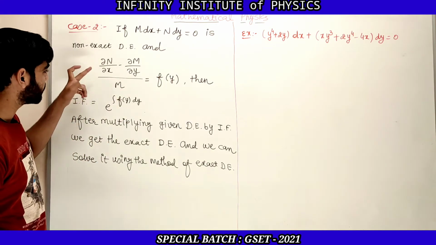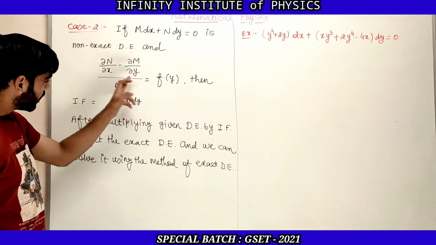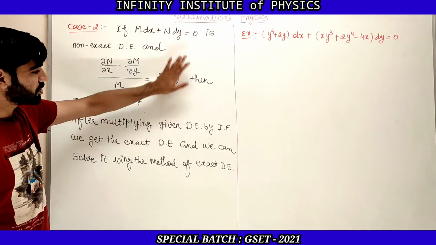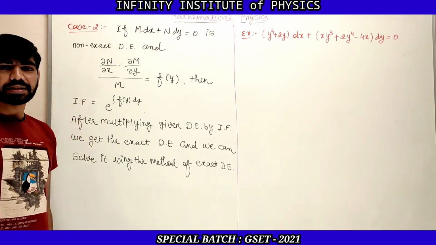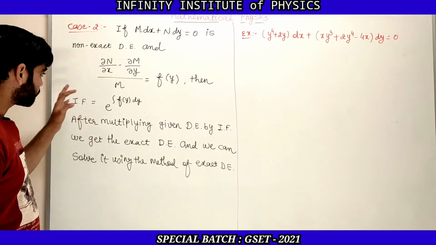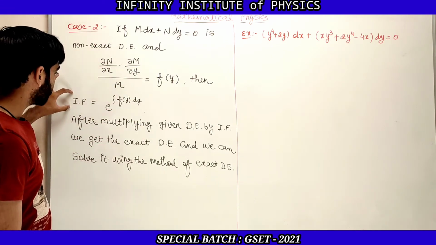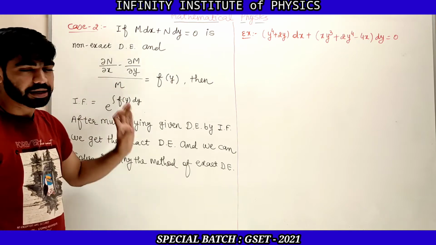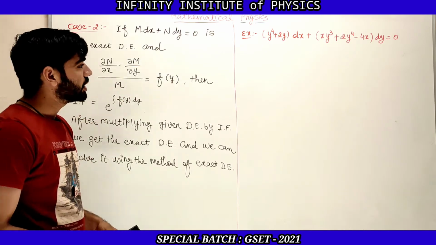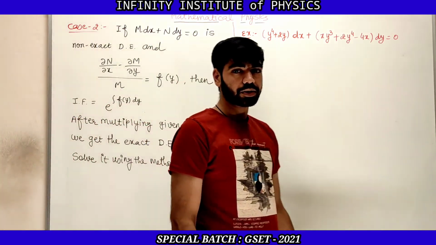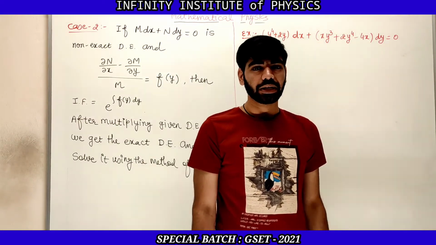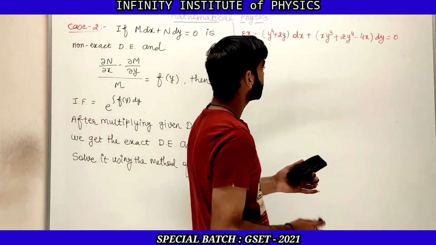Again I am repeating, if del n by del x minus del m by del y upon m is only a function of y, then the integrating factor is e raised to integration f of y dy. So here let us take one example to get the solution of a particular differential equation.